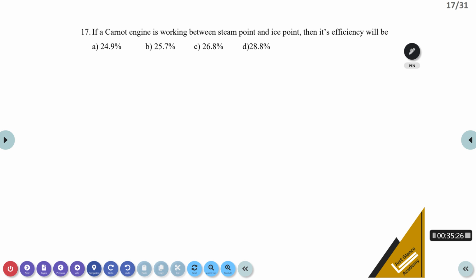If a Carnot engine is working between the steam point and ice point, steam means what? It is the high temperature. T1 equal to 100 degrees Celsius, water boils here. So 100 plus 273 equal to 373 Kelvin. And ice means 0 plus 273 equal to 273 Kelvin. Then find the efficiency. Simple.